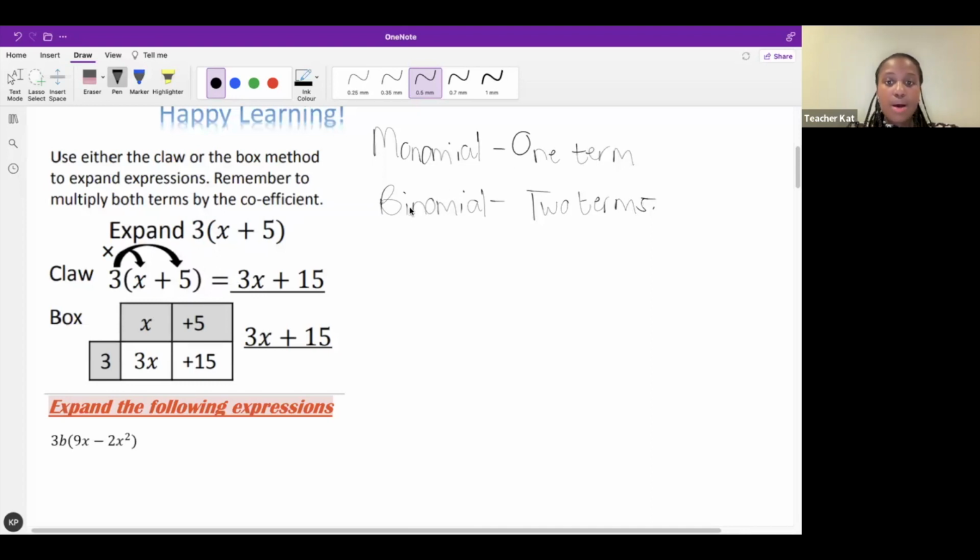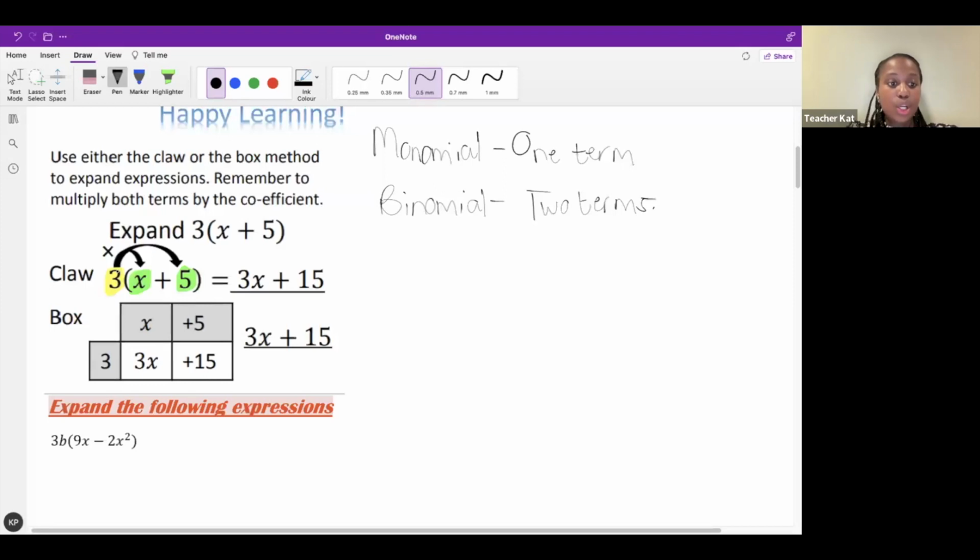There we go. So now we're going to look at how we multiply a monomial. As we can see here, one term, it's just a 3, with a binomial, which is x plus 5. So those are two terms, okay? So we're going to look at the two methods that they give us here.